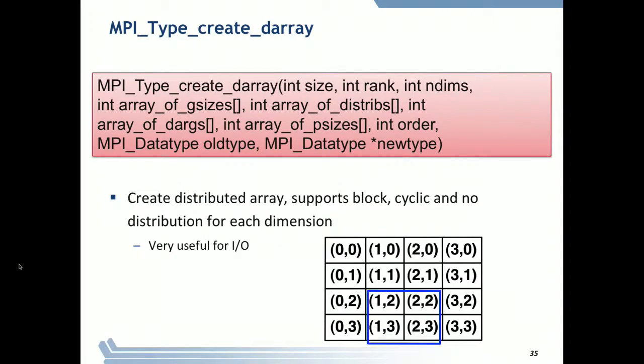There is another array constructor which I would discourage you from using because it has some restrictions, and it's the MPI type create darray, and it assumes a data distribution among processes that was defined in High Performance Fortran. So when MPI was developed in the 1990s and early 2000s, High Performance Fortran still existed. It's no longer used that much.